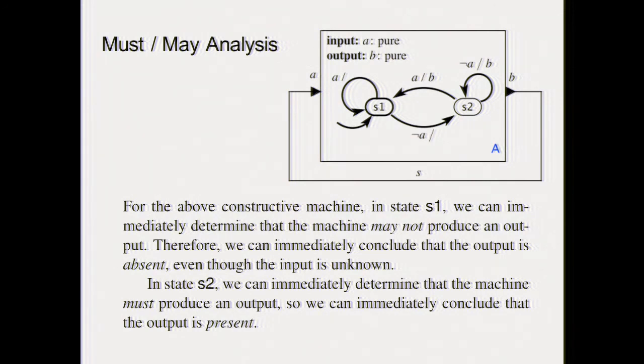In state S2, we can immediately determine that the machine must produce an output, because no matter if A is present or absent, I always spit out B. So we can immediately conclude that the output is present. And so with this may-must analysis, I can then build the confidence that this machine indeed makes sense.